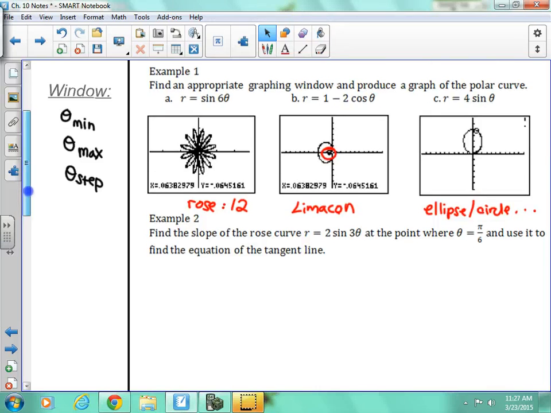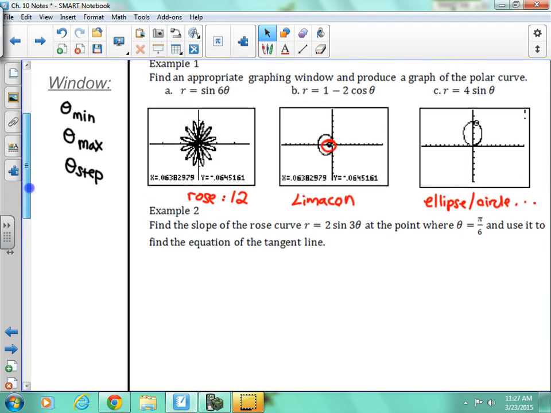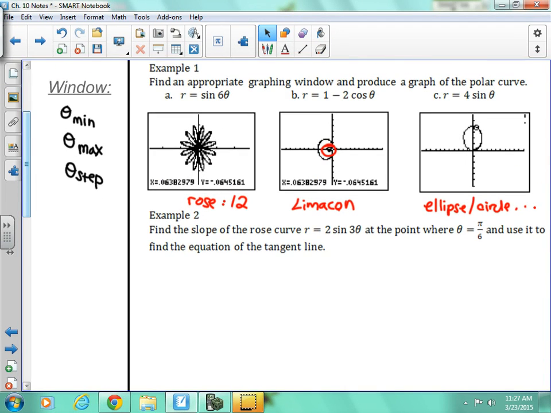Now kiddos, hold on. What's going on in example number 2? Example number 1 is just, can you do your graphing calculator? What's example 2 say? Find the slope. Oh, slope. Easy. Derivative. Got it, right? Okay, so how do I find the derivative?